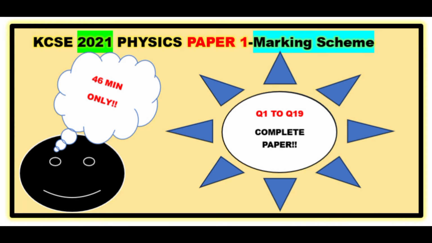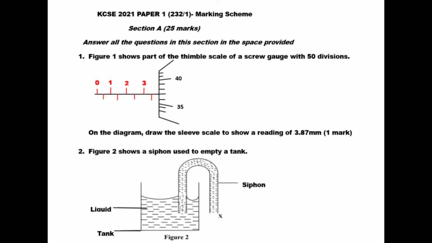So today we'll be looking at KCSE 2021 paper 1. So let's go straight to the questions. So section A, 25 marks.